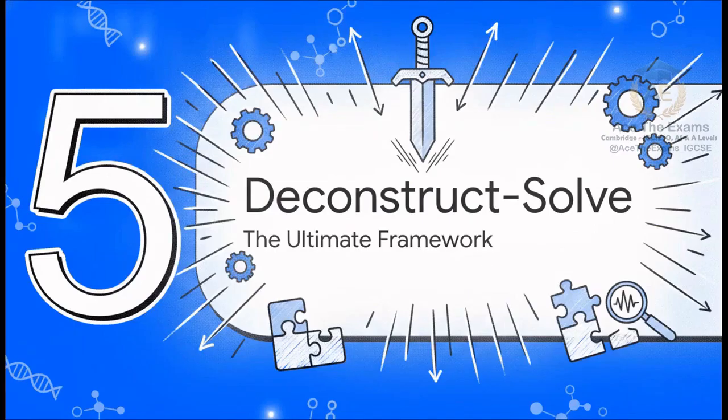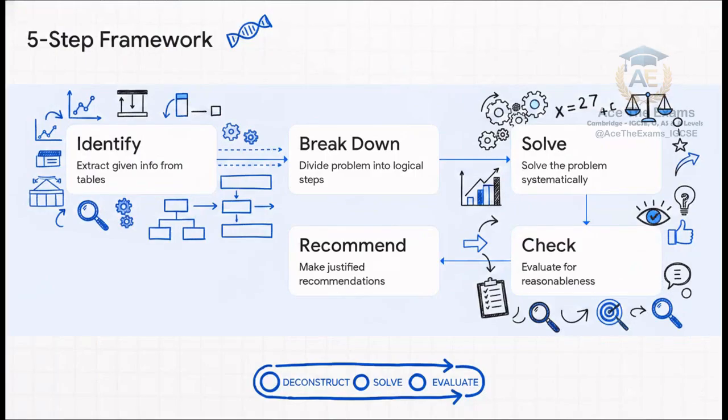All right, on to Section 5, the Deconstruct Solve framework. When you hit a wall in the exam, just follow these 5 steps. First, identify the given information. Extract it directly from the tables or graphs. Second, break the problem into logical steps. Seriously, don't try to solve a complex modification question in one giant leap.